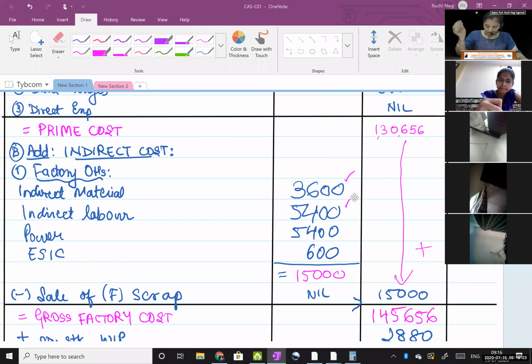Then power, 5,400. ESIC, which I just discussed, 600. You can use the abbreviation, capital ESIC, no need to write the full spelling. That's the abbreviation of the Factories Act.